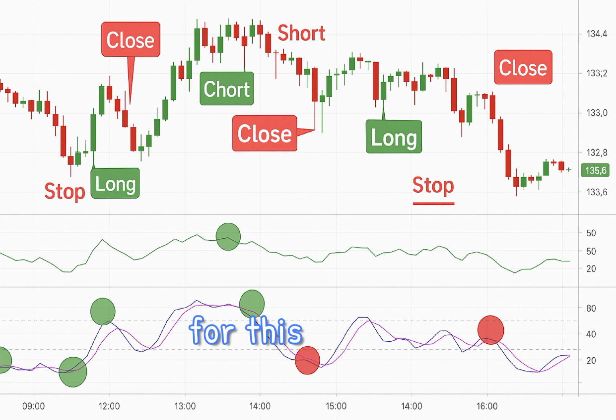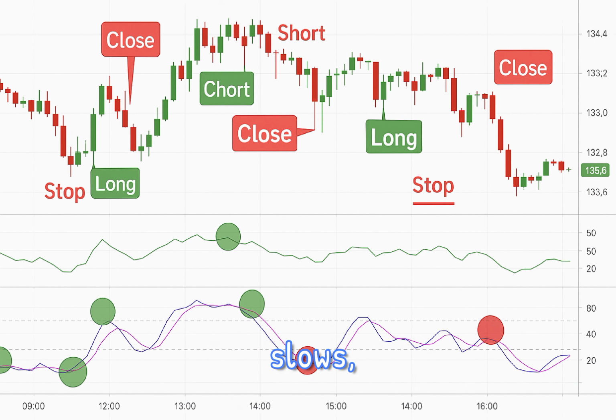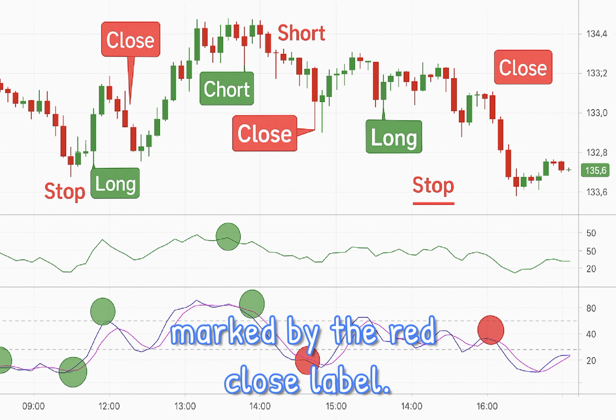The stop loss for this trade is placed just below the recent swing low, protecting against a deeper drop. As the price moves upward and momentum slows, the trader exits the position, marked by the red close label.